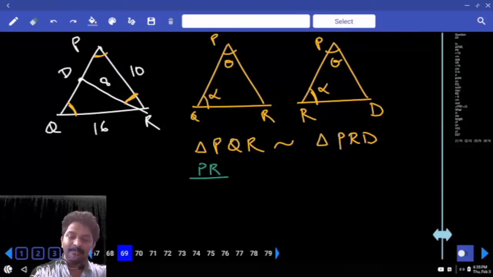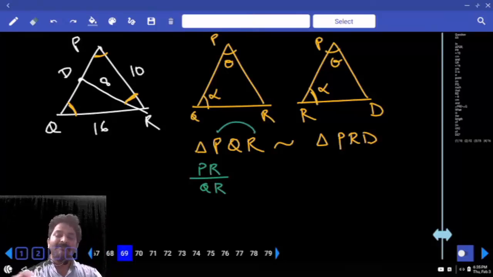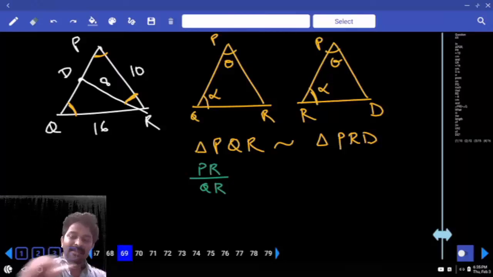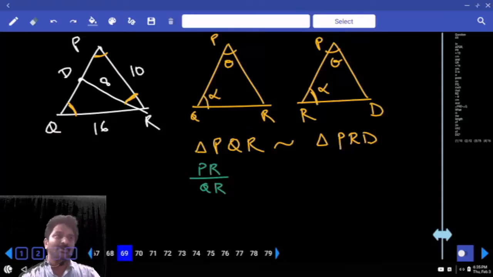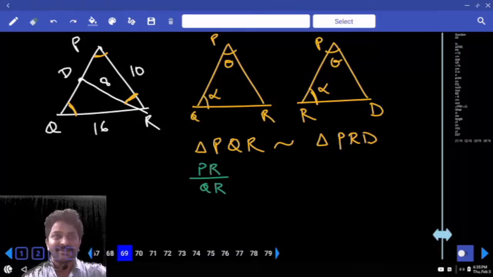PR by QR, I am choosing this. PR first and third by QR second and third. Why am I choosing only those two? Because I know what PR is. How much is PR? 10. How much is QR? 16. Because I know those two values, I am choosing those two.